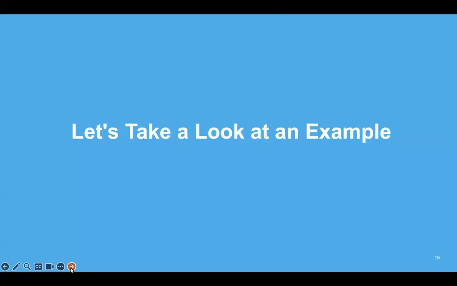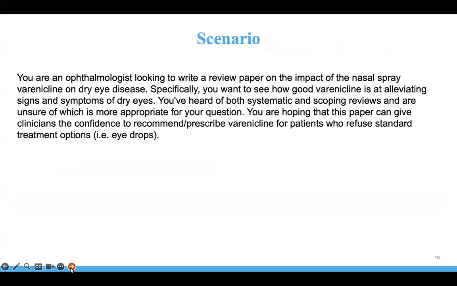The best way to show you what this looks like in a real-life context is by using a scenario. So here I have a scenario, and we will use it to determine whether it falls more in line with a systematic or scoping review. You'll notice that I chose a scenario and not a research question because I find that more often than not, people won't have a fully formed research question, but they will have somewhat of an idea of what they're hoping to look into.